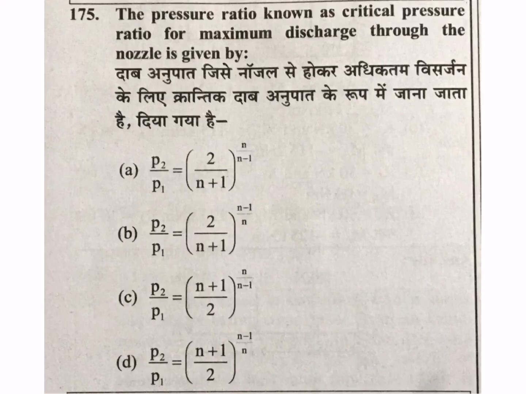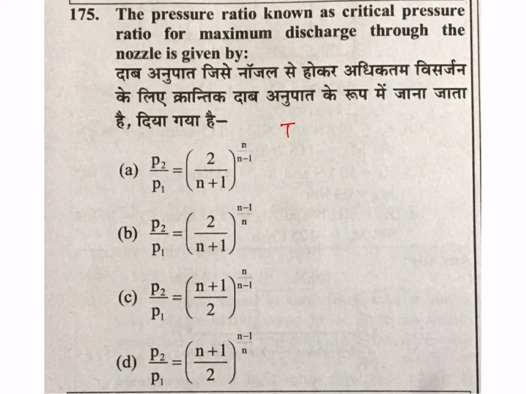And question number 175. The pressure ratio known as critical pressure ratio for maximum discharge through the nozzle is given by how much? Choked condition. All three are important: pressure, temperature, density. Rarely they may ask, exams like ISRO, they may ask. Otherwise, maximum time they will ask for temperature and your pressure. Choked condition or maximum flow rate condition.